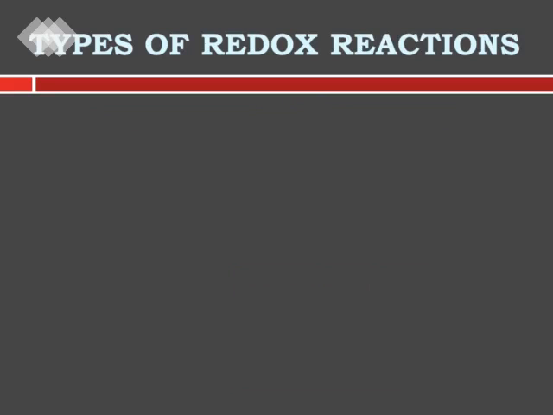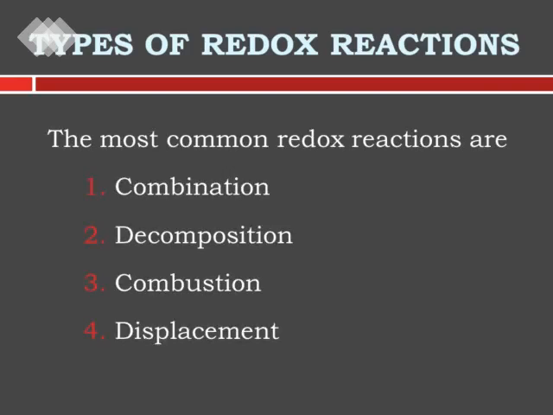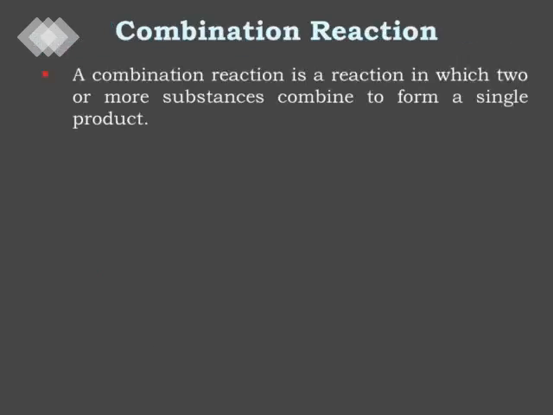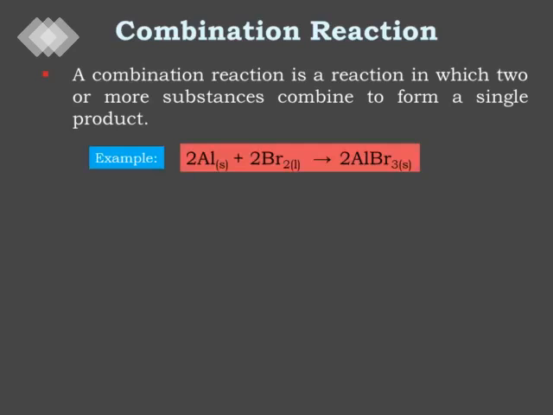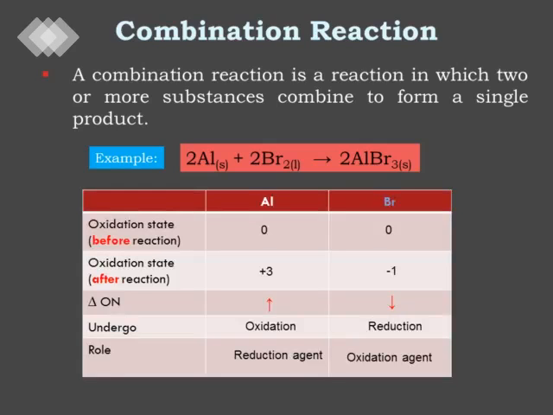There are 4 common redox reactions, which are combination, decomposition, combustion, and displacement. A combination reaction is where 2 or more substances combine to form a single product. Example, the combination of Al and Br to form aluminium bromide. In this reaction, aluminium is found to be oxidized and bromine is found to be reduced. Hence, aluminium acts as the reducing agent and bromine acts as the oxidizing agent.